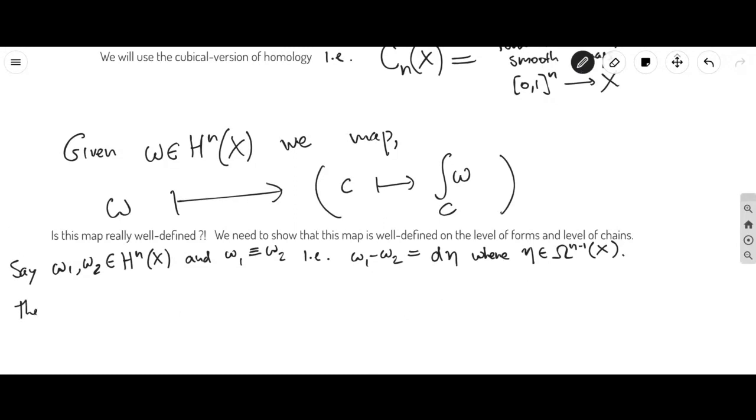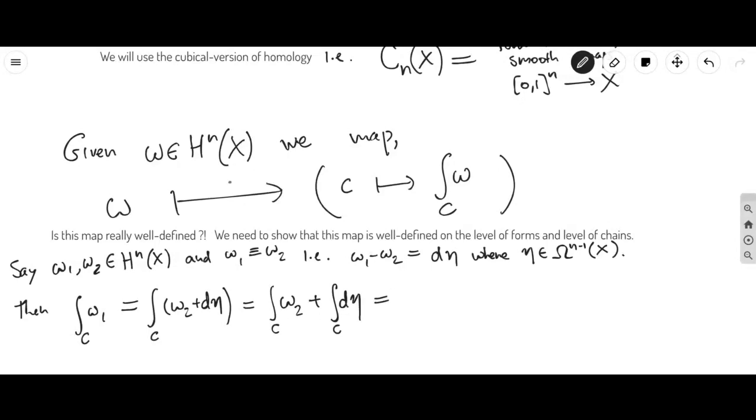And now then, the integral, so we have to check that these give you the same thing. Then what is the integral of omega 1 over c? We have to show the integral over omega 1 and the integral of omega 2 will give you the same thing. But what is omega 1? Omega 1 is equal to omega 2 plus d eta, right? We're just moving that over to the other side and writing it like this. This is equal to the integral of omega 2 plus the integral of d eta.